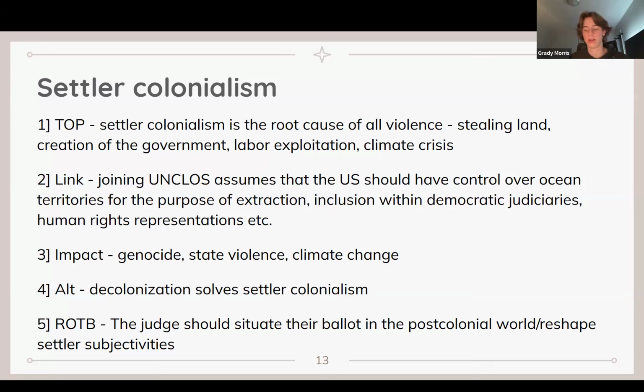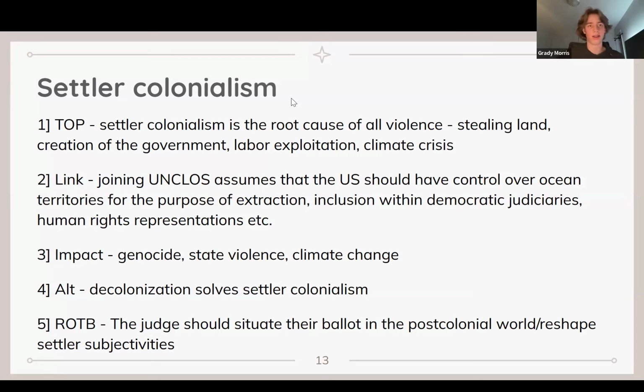The argument is that the idea that UNCLOS can kind of determine how nation states can map out territories of things such as land in the oceans is inherently settler colonial, because whenever it says that countries' EEZs or an extension of their land rights means that they can extract certain parts of the ocean that might be on indigenous lands, means that they can sort of eradicate those indigenous peoples, which is in their water, and efface their relationship to it. The impact would be something like genocide, state violence, or climate change.